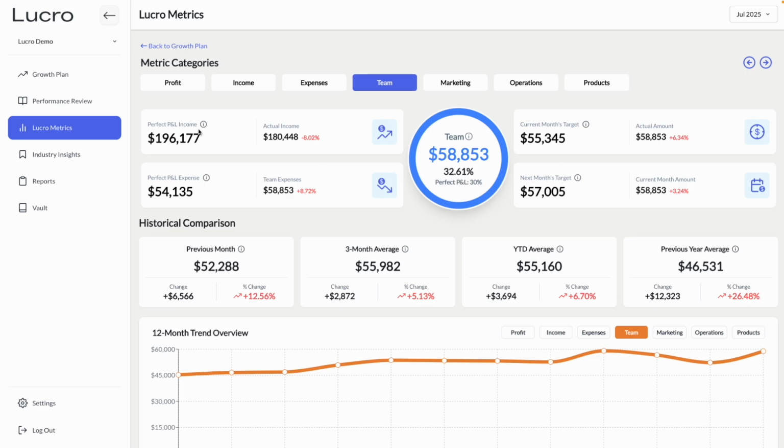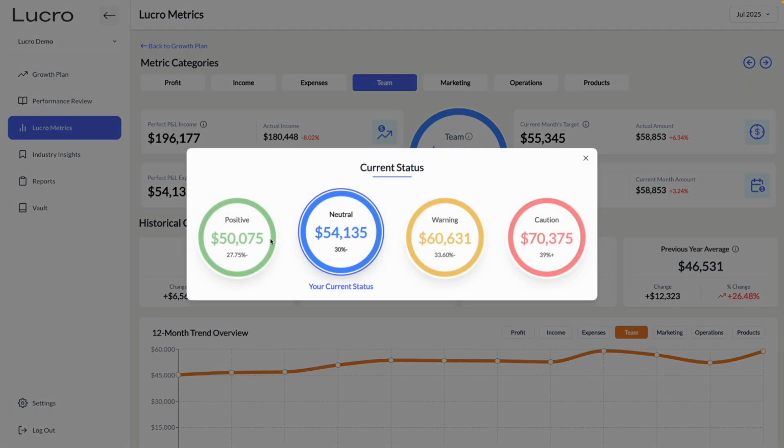So I just want to briefly explain what the perfect P&L income and the perfect P&L expense are. It's easier to do it on an expense category because it makes a little bit more sense, and then you'll understand it on other categories. So we're looking here at team costs. In this example, our team costs for the month were $58,000. The perfect P&L tells us they should be around 30%. We achieved a 32.61% rate. I'm obviously using the demo account, and it will tell us where we are in that status. So we're in this neutral status.